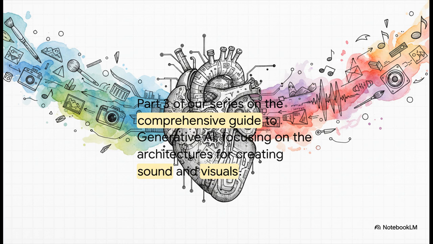Now, in our last explainer, we really got into the weeds of the transformer architecture, the magic behind all that text generation. But today, we're shifting gears completely. We're diving headfirst into Chapter 3, and this is where it gets really creative. We're talking about the engines that actually generate the visuals and the audio we see and hear.